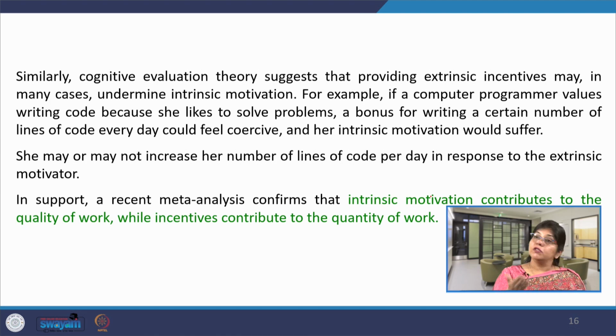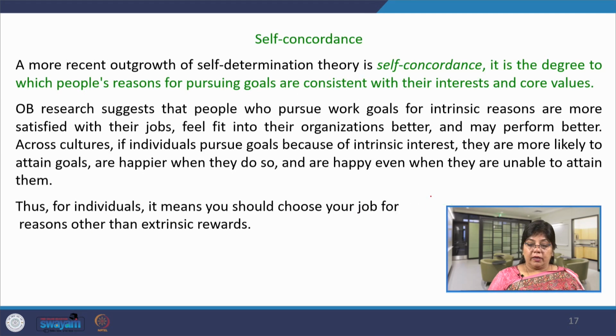Now, it is an individual's cognitive assessment whether you are more focused on quality of work, which is intrinsic, or there are employees who would focus on quantity of work because they will earn more money, they will get more chance to draw a better income. But ultimately, if we are talking about SDT, then definitely more focus is on intrinsic motivation or intrinsic rewards. Okay, the other mini theory is self-concordance.